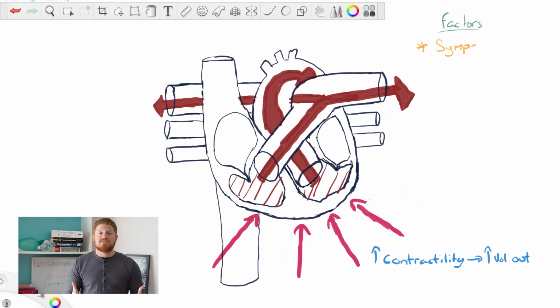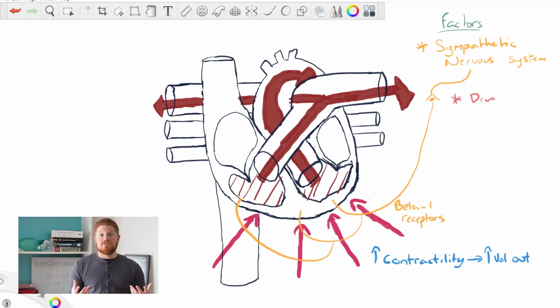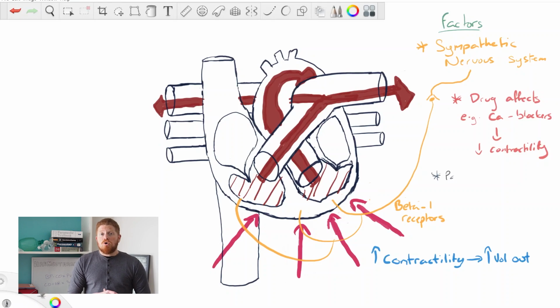Primarily, the sympathetic nervous system has a bunch of nerve endings that will spread out through the myocardium and innervate the heart at the level of beta-1 receptors. And when it does so, it causes the myocardial cells to contract with more force and push more blood out in a single beat. Other factors that may influence myocardial contractility are things such as drug effects, such as when we see patients on calcium channel blockers, for example, or certain pathologies like hypertrophic cardiomyopathy, for example. Those are topics that are a little bit out of the scope of this current video, and we'll cover those in videos in the future, I'm sure.